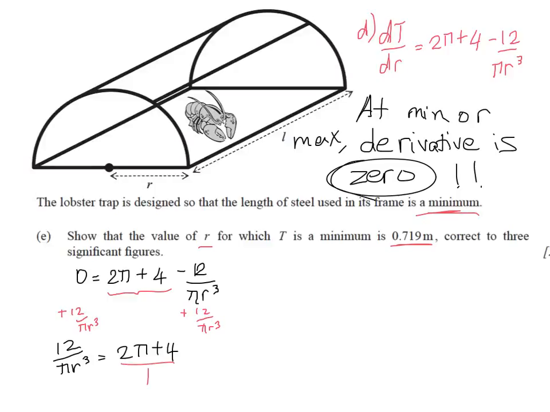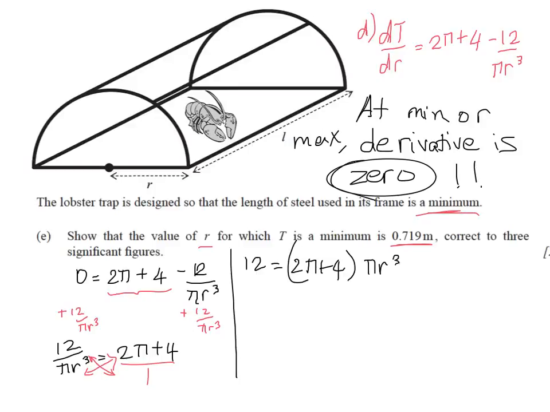So we have a fraction on the left side, so I'm going to turn the right side into a fraction as well, and I'm going to cross multiply. You can do it that way, or you can just think about it as multiplying both sides by our denominator. All right, but either way, if you cross multiply or if you do the other thing I just mentioned, you'll get 12 equals 2 pi plus 4 times pi r to the third.